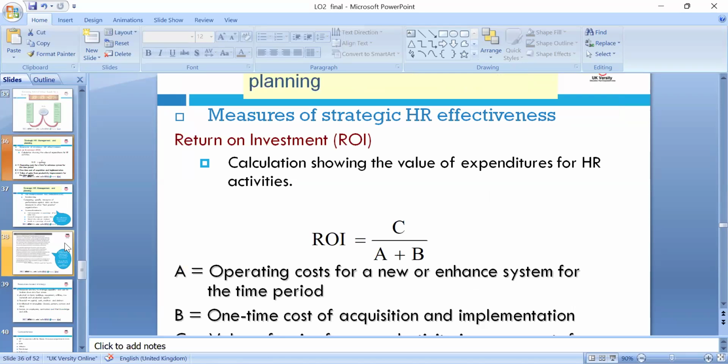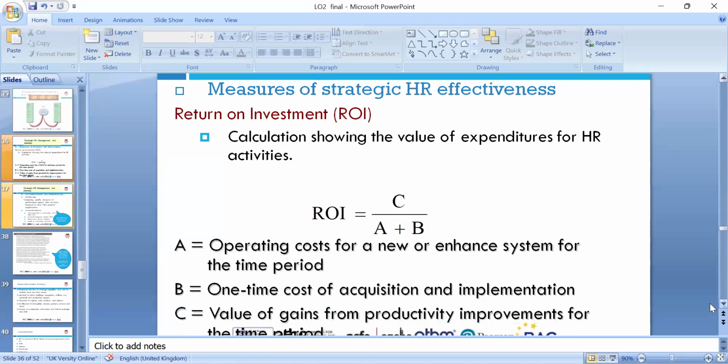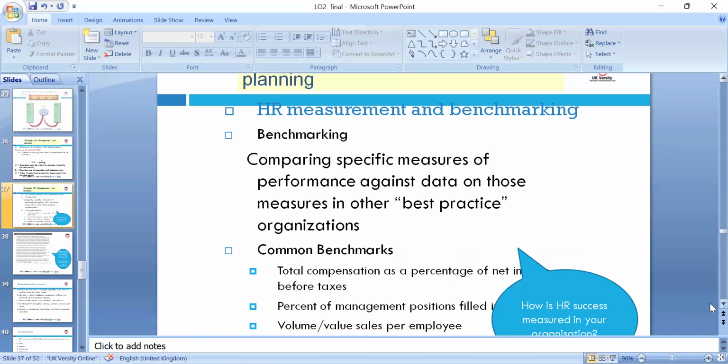Okay, we can look around the various models of return on investment: how much money we invested, how much is the cost, how much is operating cost, how much is one-time cost, and what is the contribution per employee, the value gained from productivity. If we recruit 10 staff, what is the impact on sales? Per pound we spend on training, what is generated? So we can look at it from a mathematical point of view.